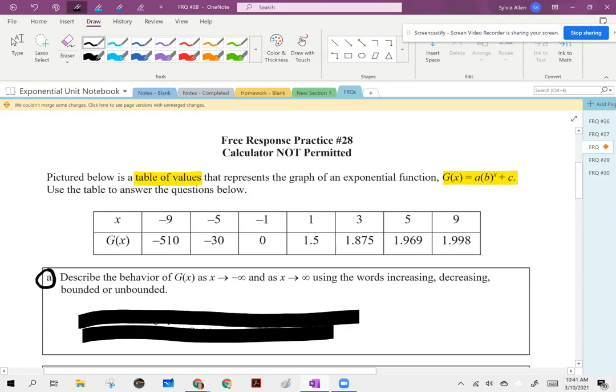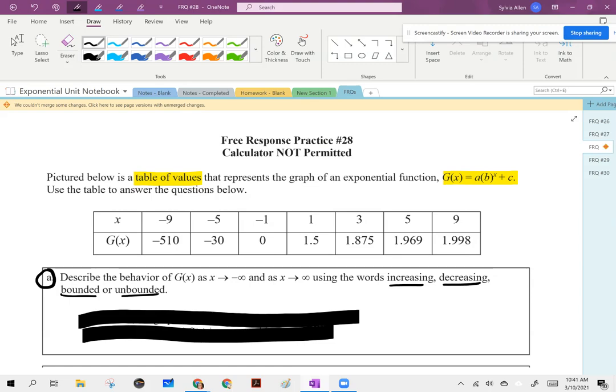It says describe the behavior of g of x as x approaches negative infinity and positive infinity using the words increasing, decreasing, bounded, or unbounded. So really, you already know what increasing and decreasing means, but let me just talk to you a little bit about bounded and unbounded. It's actually quite a simple concept.